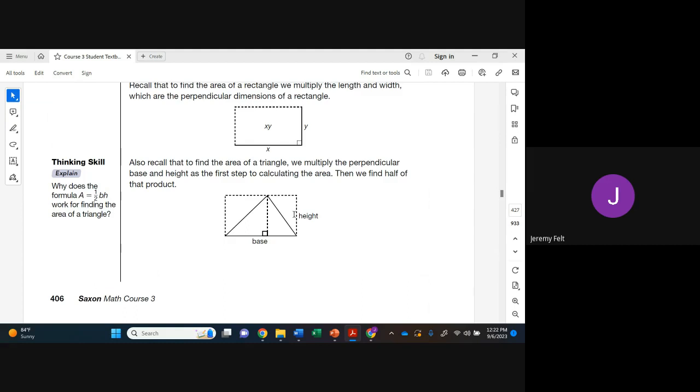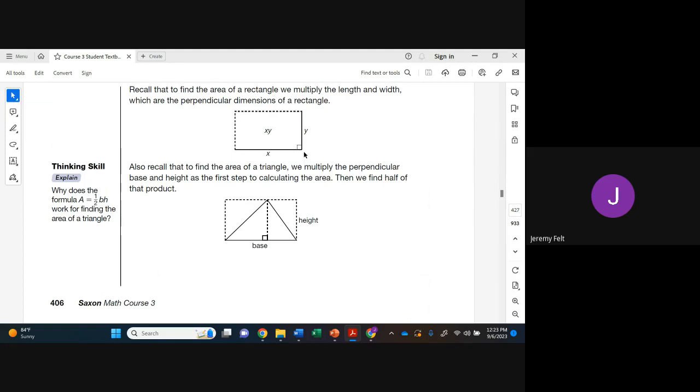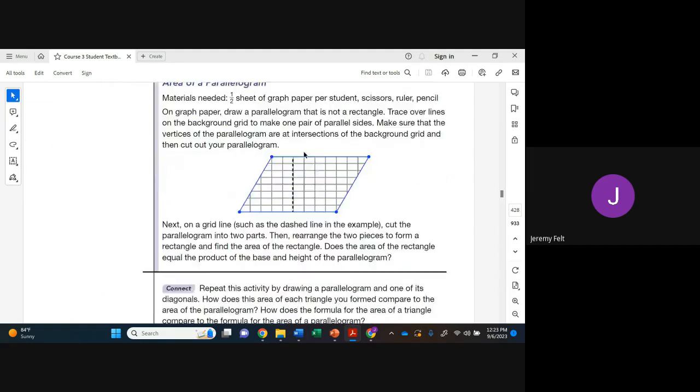Well, triangle is base times height divided by 2, or 1/2 base times height. That's because a triangle, if we were to draw a rectangle and cut it in half with the diagonal, we have two congruent triangles. So a triangle is really half of our parallelogram. So that's why it's 1/2 base times height. So we get that formula from there.